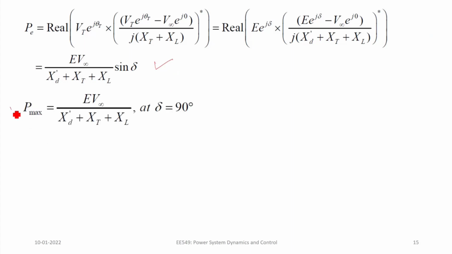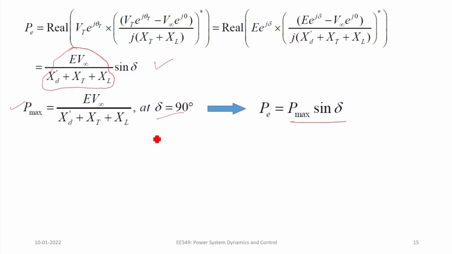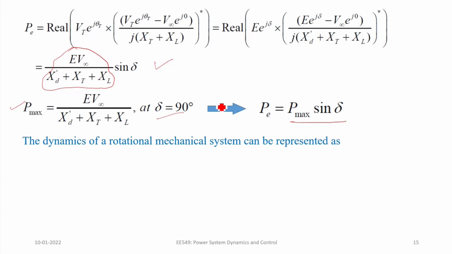And if we consider P max equal to E V infinity divided by (X'd plus XT plus XL), then at angle delta equal to 90 degrees, P will be P max. Therefore, P will become equal to P max sine delta. So we will have the P max value when delta is equal to 90 degrees.